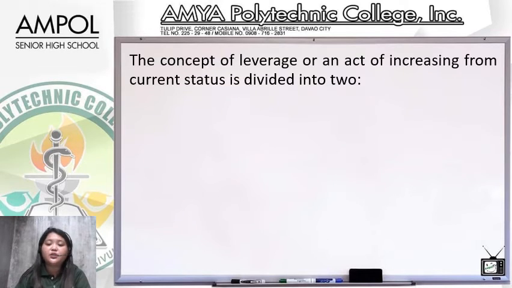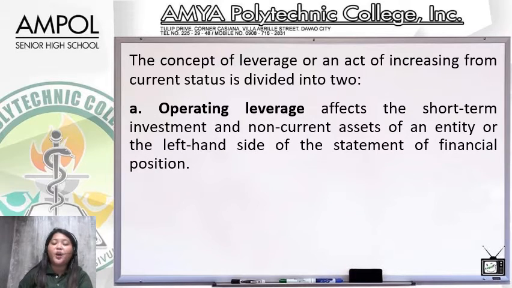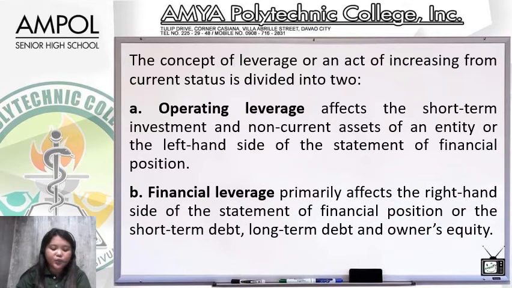So we have here the concept of leverage, or an act of increasing from current status. So this is divided into two. The first one is the operating leverage. So this affects the short-term investment and non-current assets of an entity, or the left-hand side of the statement of financial position. And the second one is the financial leverage. So this primarily affects the right-hand side of the statement of financial position, or the short-term debt or the long-term debt, or the owner's equity.